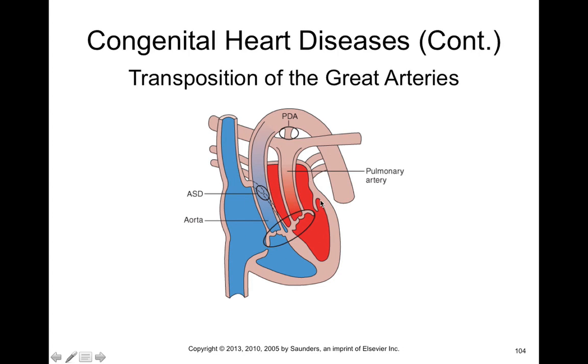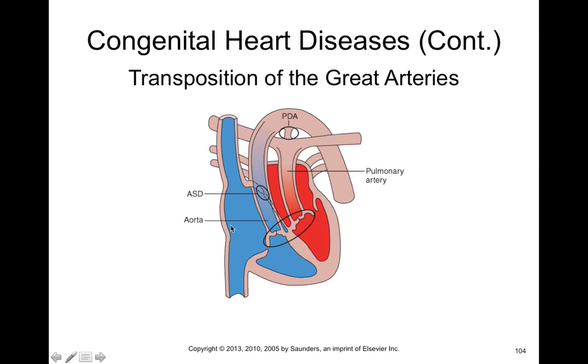Because if you think about it, the left side of the heart receives blood from the lungs. But if the left ventricle is pumping blood back out through the pulmonary trunk to the lungs, that means blood that's going to and from the lungs is never really reaching the rest of the body. So we call this a non-communicating circuit. It's just blood being pumped to the lungs and back to the heart, and to the lungs and back to the heart, without that oxygenated blood ever reaching any other body tissues.